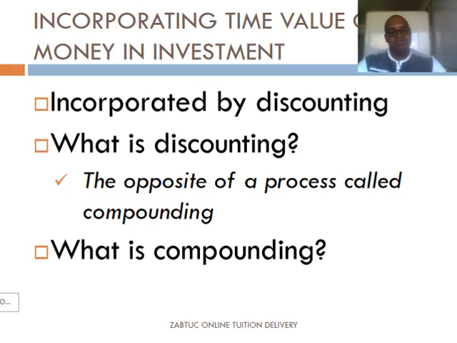The simple answer is that we incorporate time value of money via the concept of discounting. So what is discounting? Well, discounting is the opposite of a process called compounding. And the next question then is, what does it mean to compound?